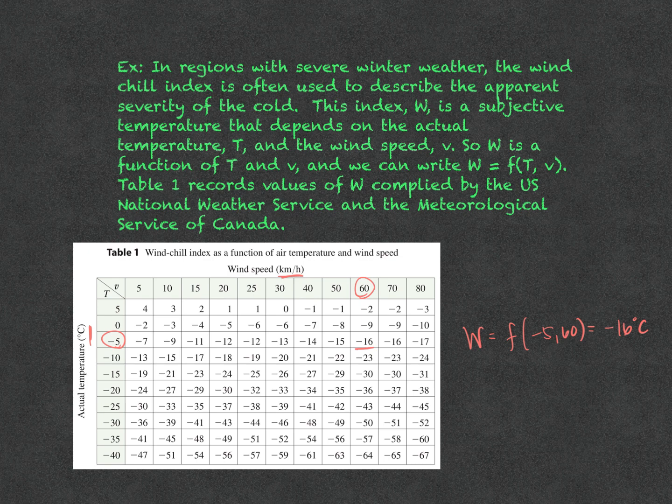The way that's interpreted is subjectively, it would feel as cold as a temperature of about -16 degrees with no wind. So we could do another one and say we are in Florida, so this does not apply. But let's say we have -25 with a wind of 15. So we'd say the wind chill index of W(-25, 15) is equal to -35 degrees Celsius. So if the temperature is -25 with the wind speed of 15, that's how they come up with the wind chill index. And it's interpreted as it would be like -35 degrees with no wind. So it's an interesting application of what we're looking at.